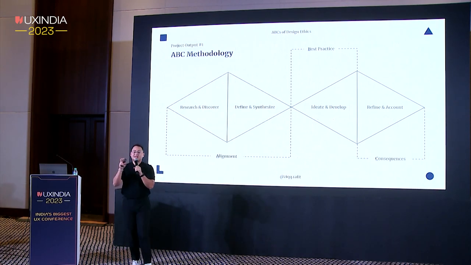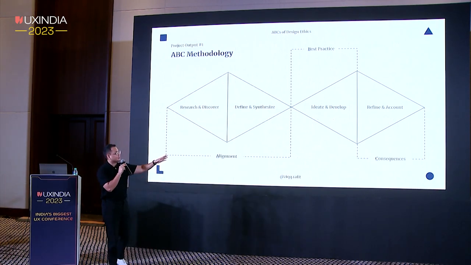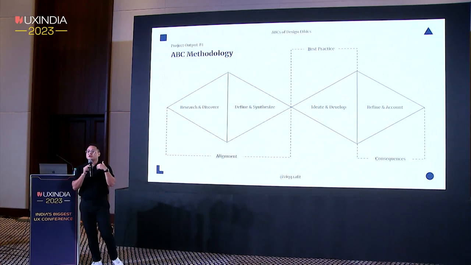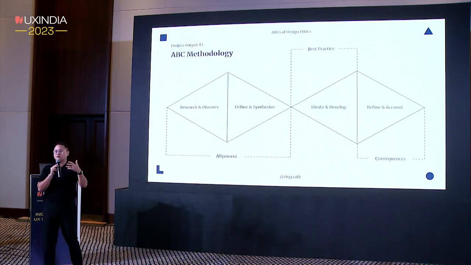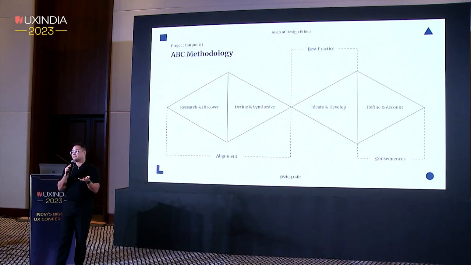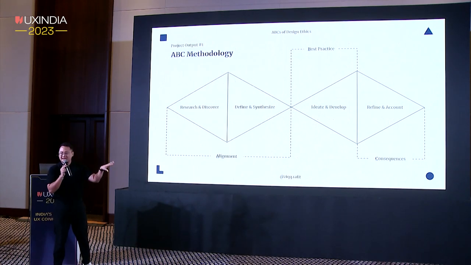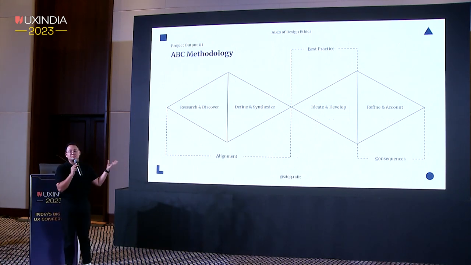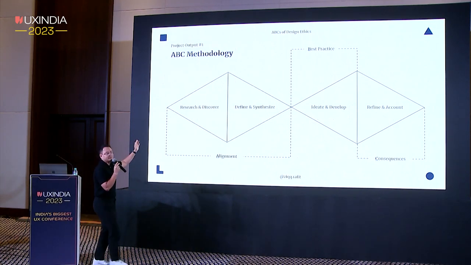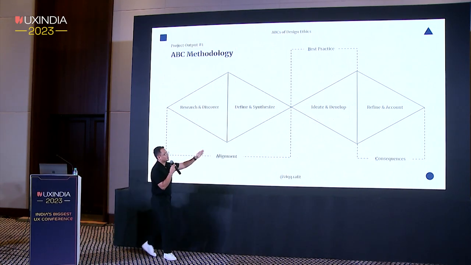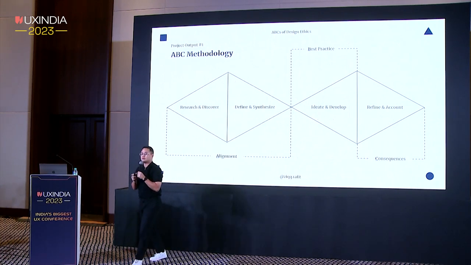And then the last line of defense at the tail end of the diamond is consequences. So before you roll out your design or you make it go public or you launch it, there's a need for us to think about what are the potential harm that this design could do, yeah? So even though ABC sits like that in terms of where it could emerge, ABC should actually happen throughout the process. So alignment, best practice, consequences should always be something that you are considering throughout your whole design process.